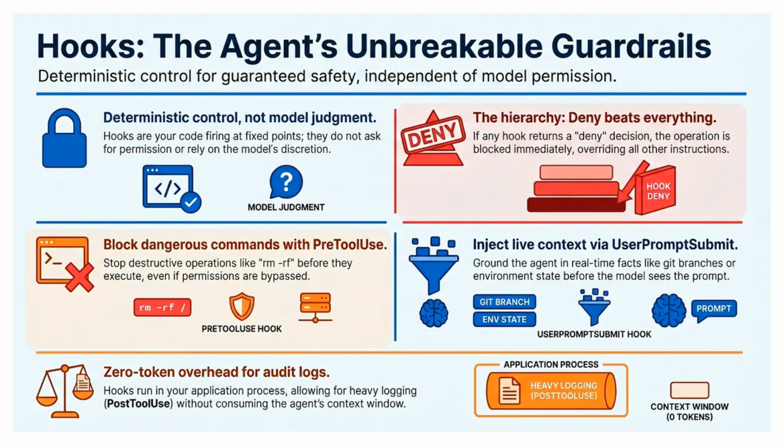A hook is a different kind of thing entirely. A hook is your code running at a fixed point in the agent loop, executing every single time, regardless of what the model wants or which permission mode you are in. If a pre-tool use hook says no to rm -rf /, the answer is no, full stop. No prompt, no model discretion, no clever phrasing that talks its way past the guardrail. This is the moment you stop configuring an agent and start controlling it.